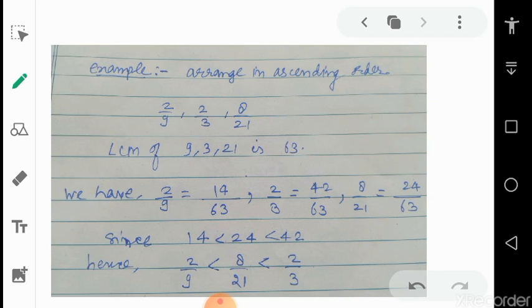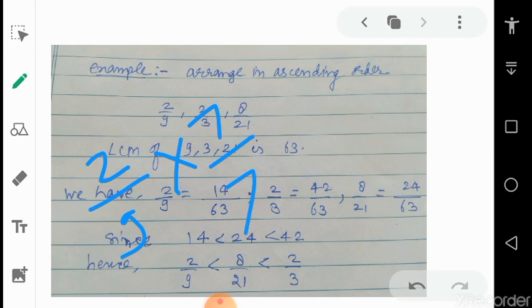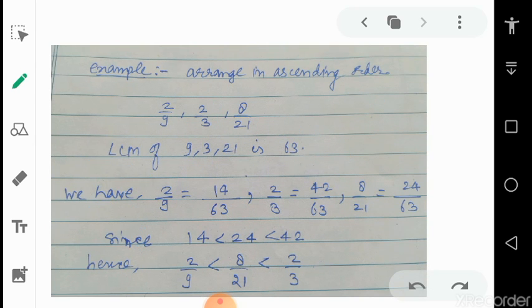Now convert 2 upon 9, this 9 into 63. As you can feel, 9 is multiplied by 7 to get 63. So we multiply this 2 upon 9 by 7 upon 7. In this way, 2 upon 9 into 7 upon 7 is equal to 14 upon 63. So we got that 2 upon 9 can be written as 14 upon 63. In the blue circle you can see the number.